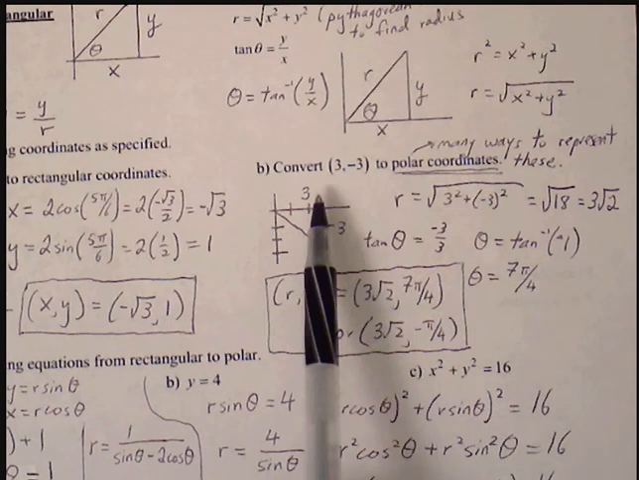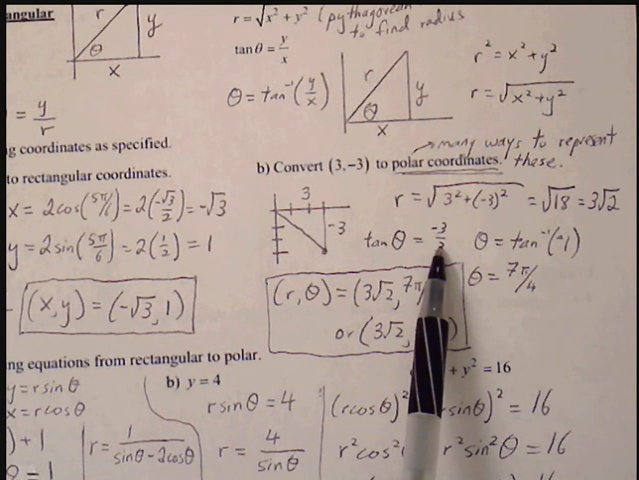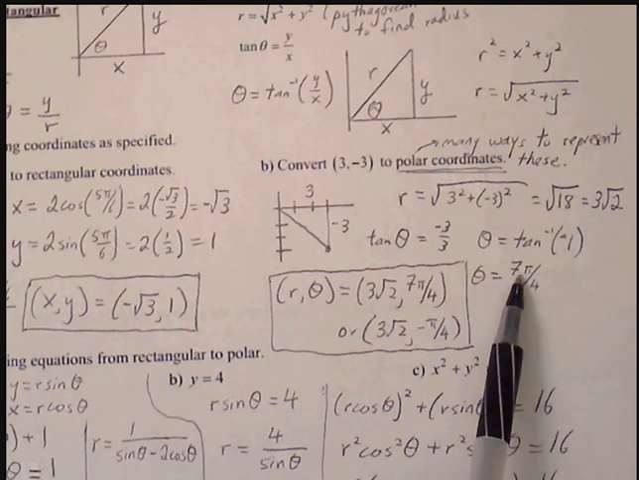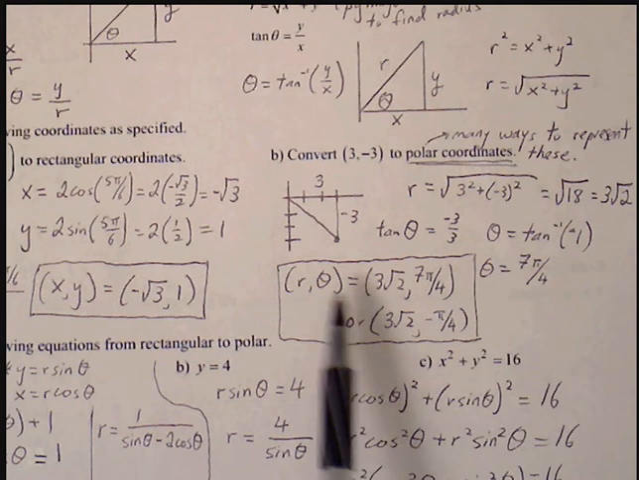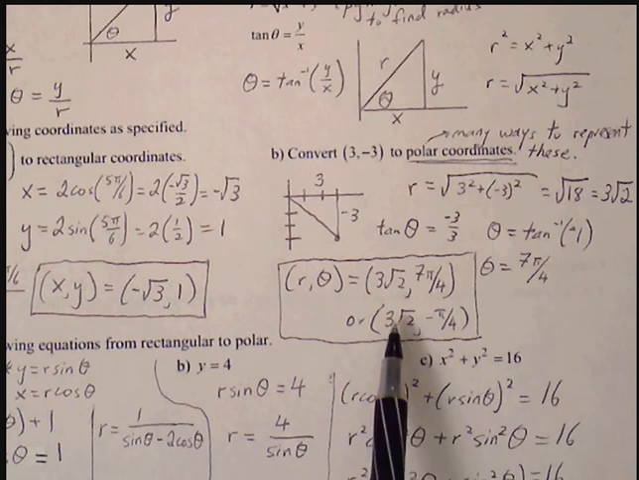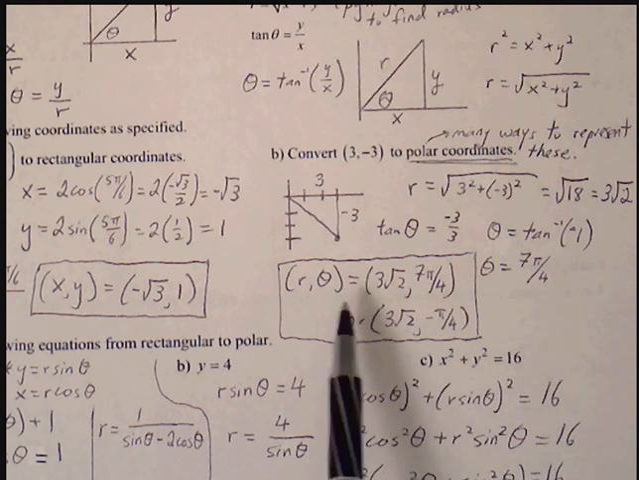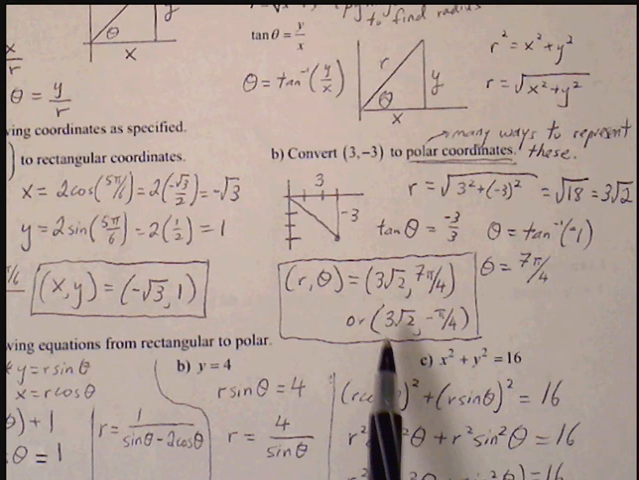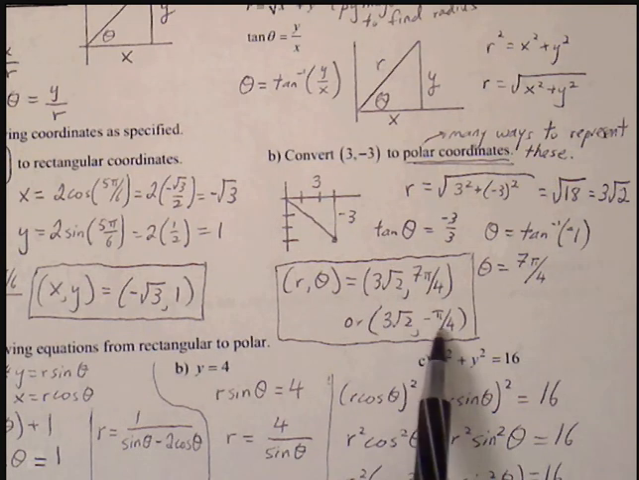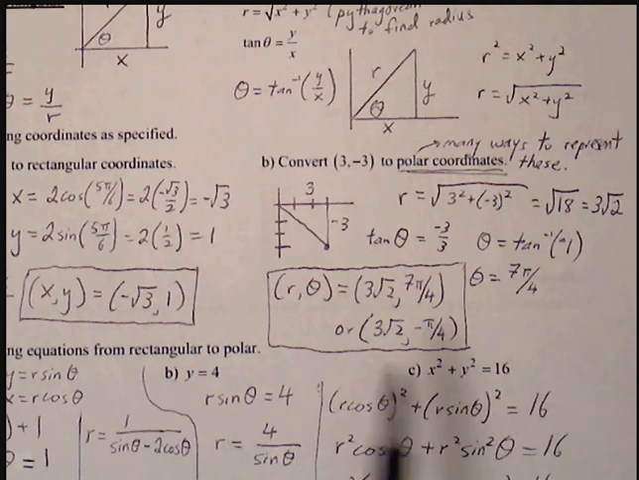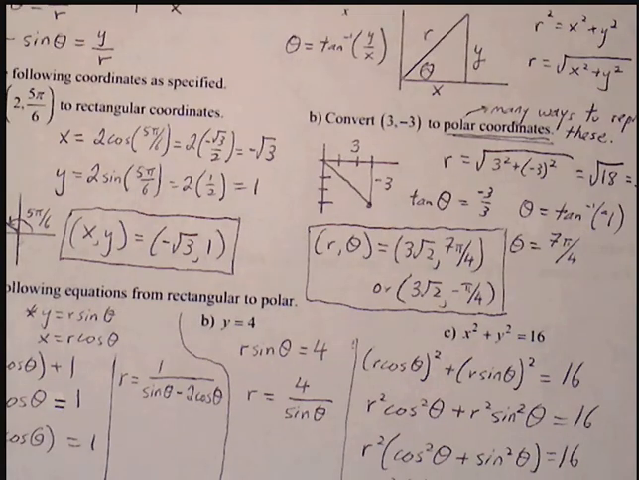Tangent of theta is y over x. So y over x is negative 3 over 3, which is negative 1. The inverse tangent of negative 1 is going to be 7 pi over 4 in the fourth quadrant. 7 pi over 4 will be my theta. So my r, theta will be 3 root 2, 7 pi over 4. Or remember that we can simply subtract any multiples of 2 pi to get equivalent points because of coterminal angles. So we can go the other direction, 0 minus pi over 4, which will be negative pi over 4. So 3 root 2, negative pi over 4. So we have many different ways to represent the same point in the polar form.